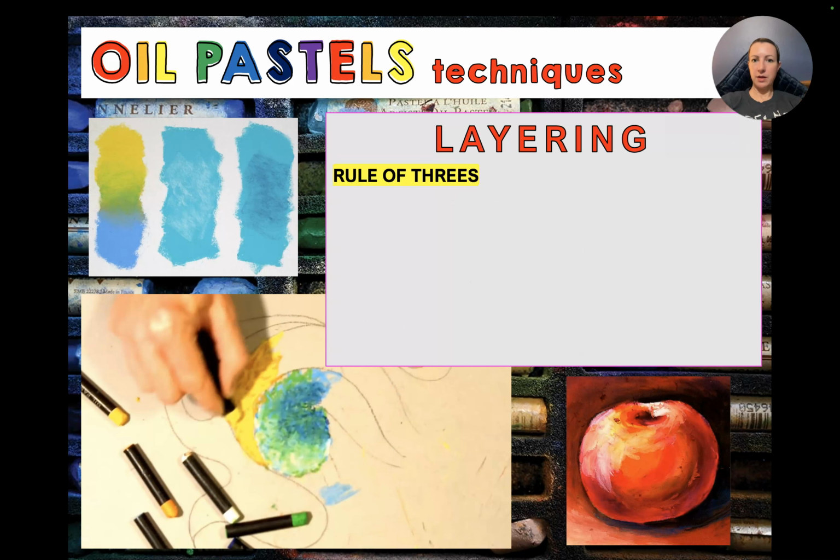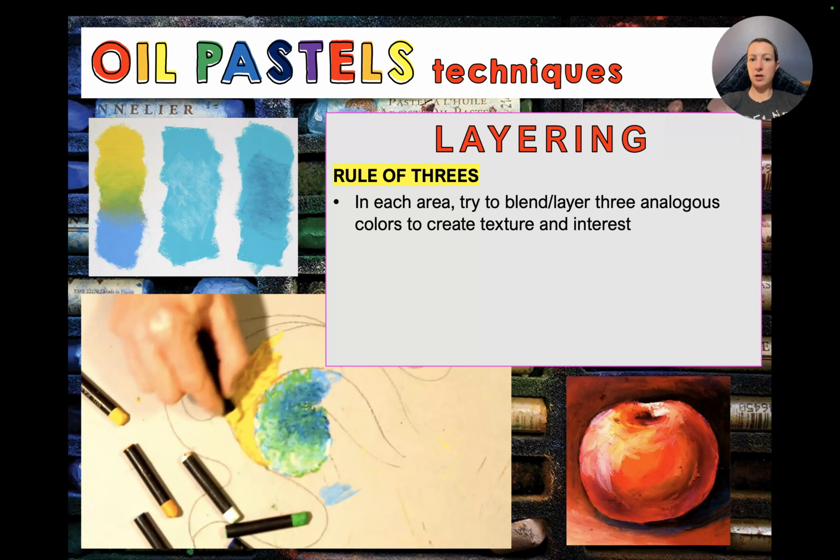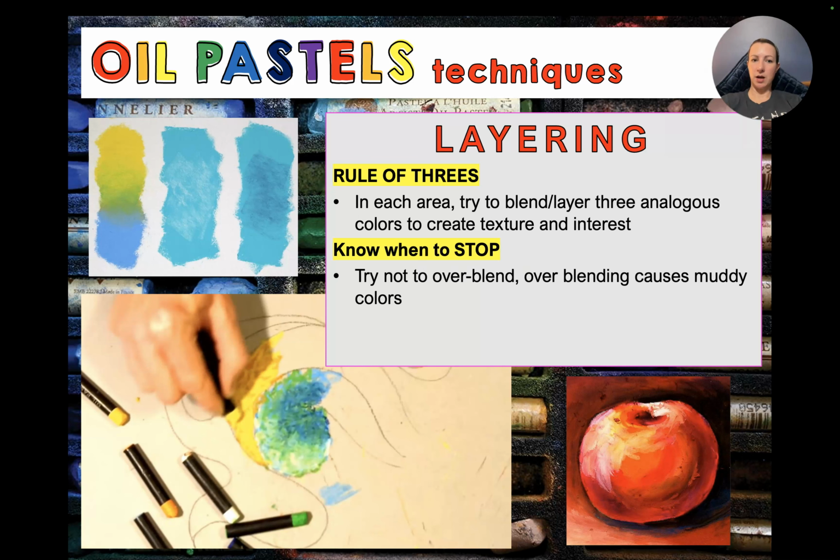So another layering technique is the rule of threes, and I really like this one. In each area, you want to try to blend or layer at least 3 analogous colors together to create texture and interest instead of just one flat color. You do need to know when to stop. You don't want to overblend it or it's just going to cause a big muddy mush. So if you overdo it, you can get a palette knife or a toothpick and scrape off some of the excess, and then you can redo it.